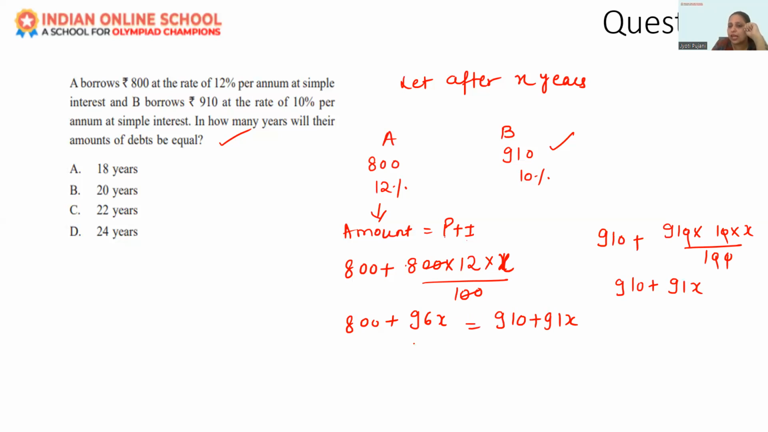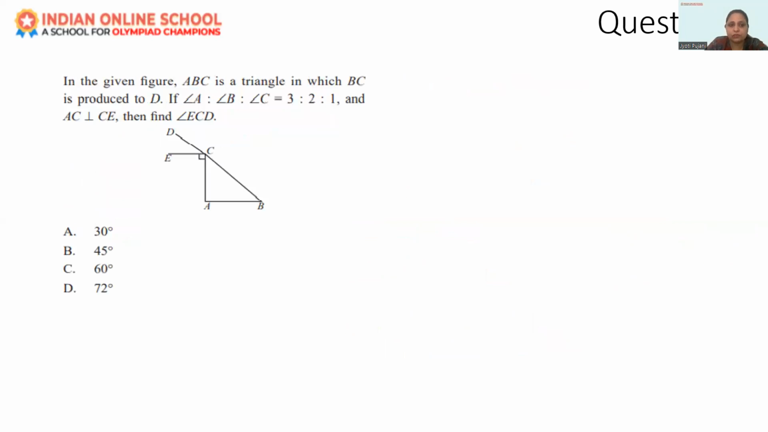In this type of question, I will move x on one side and the rest of the things on the other side. 96x minus 91x is equal to 910 minus 800. 5x is equal to 110. So x is equal to 22 years. It means after 22 years, their amount of debts will be equal. So 22 years will be our answer. Got it? Next, move to the next one now.